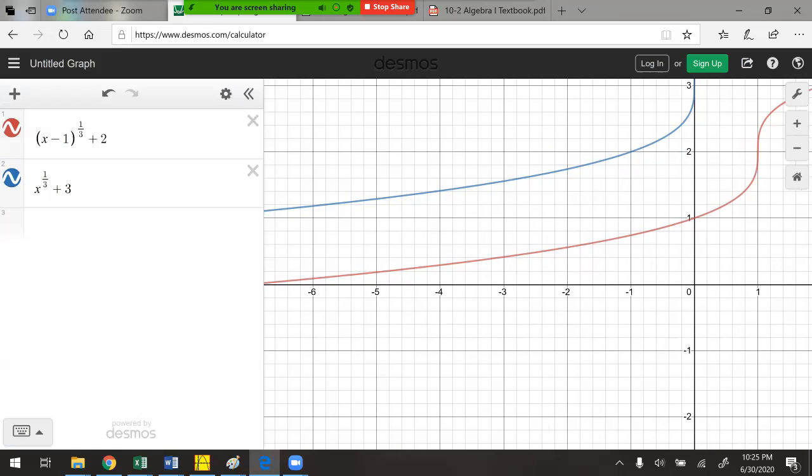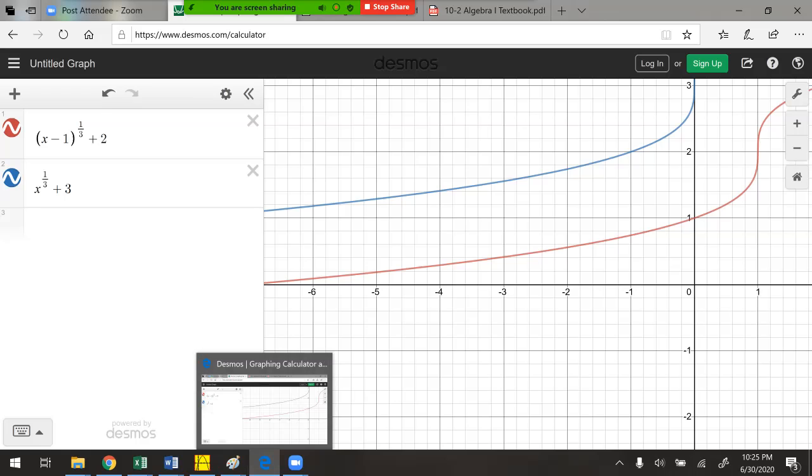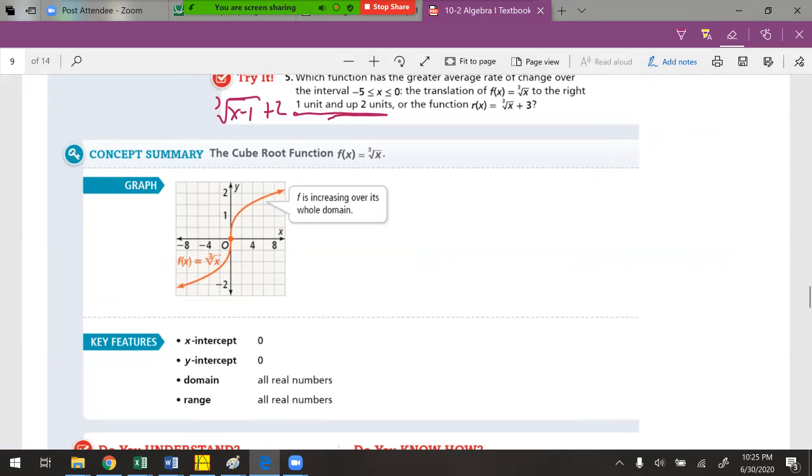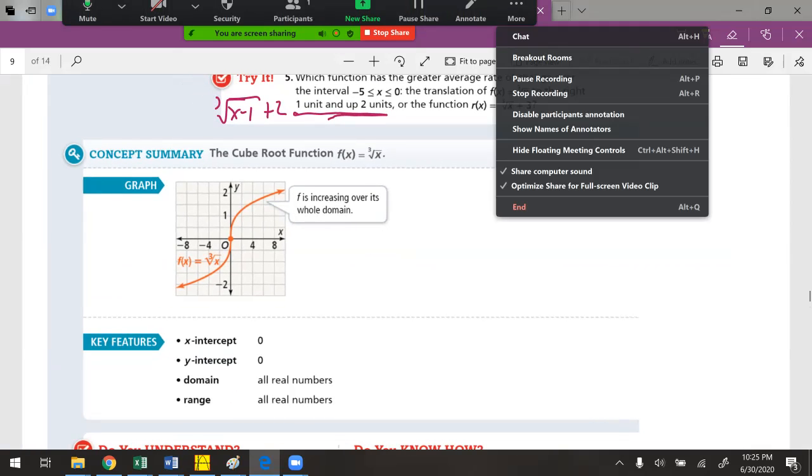And notice how this actually has a smaller rate of change compared to this, because between -5 and 0, it actually gets bigger quicker, as a matter of fact, compared to this. So we can say the one in blue, which is the x to the 1/3 plus 3, has a bigger rate of change compared to the one in red, which is the x minus 1 to the 1/3 plus 2. You can do it visibly, essentially. Now to conclude that lesson, 10-2, 10-3, coming right up.